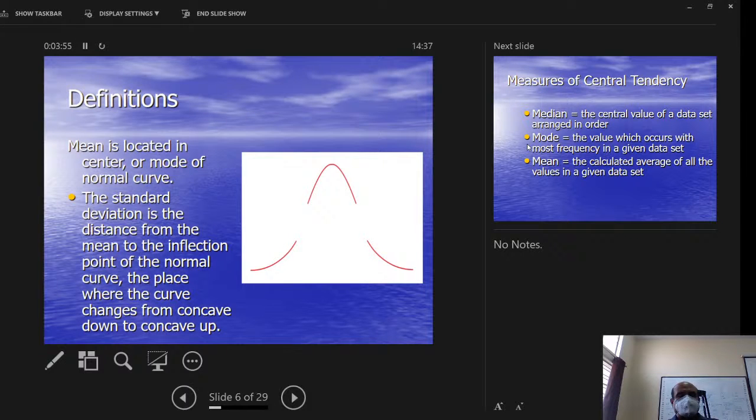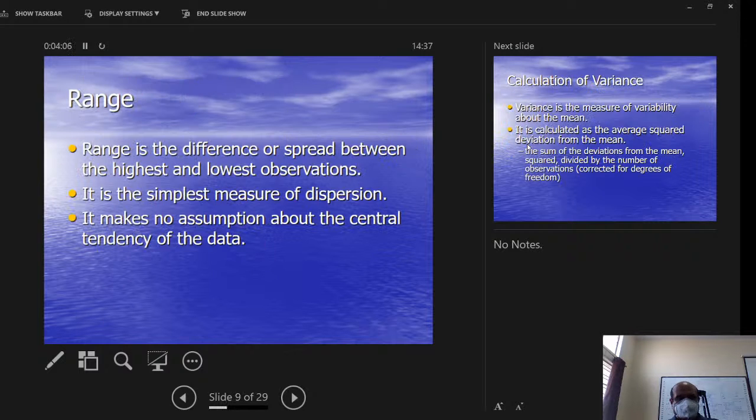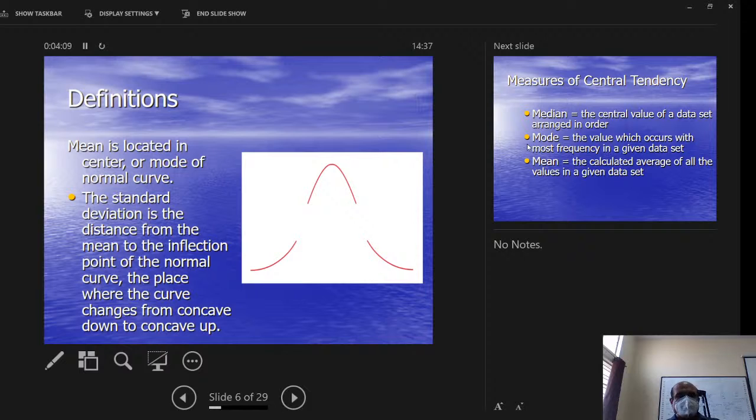The mean is located in the center or mode of the normal curve. The standard deviation is the distance from the mean to the inflection point of the normal curve, the place where the curve changes from concave down to concave up.